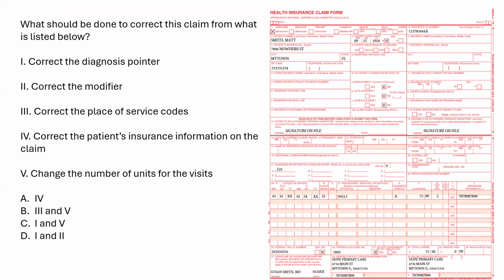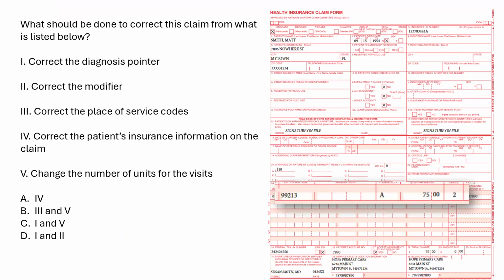Let's skim the options. We have correct, correct, correct, change. Okay, A through D. Notice that B and C share number 5. Also, C and D share number 1.